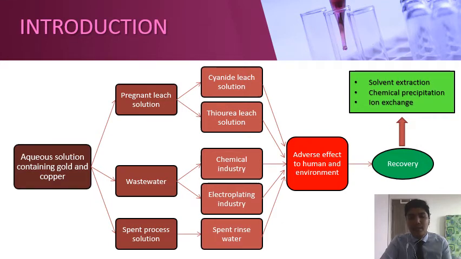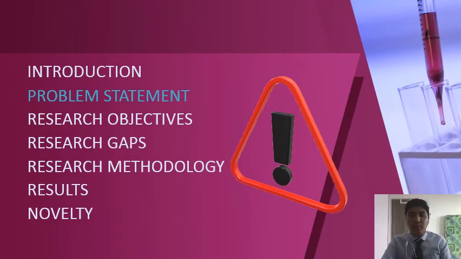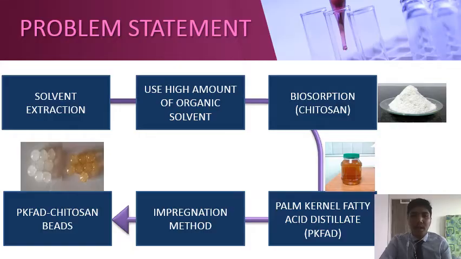There are several conventional methods for gold and copper recovery like solvent extraction, chemical precipitation and ion exchange. Now we go to the problem statement. The most common method that is widely used is solvent extraction. Basically, this technique uses a combination of extractant and a diluent that can also be called an organic solvent. However, this liquid extraction has some limitation, which is that the consumption of the organic solvent is too large.